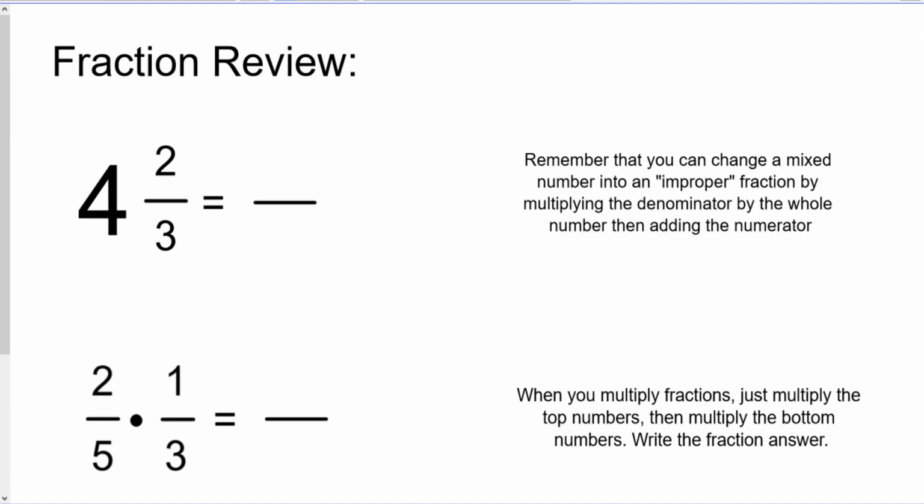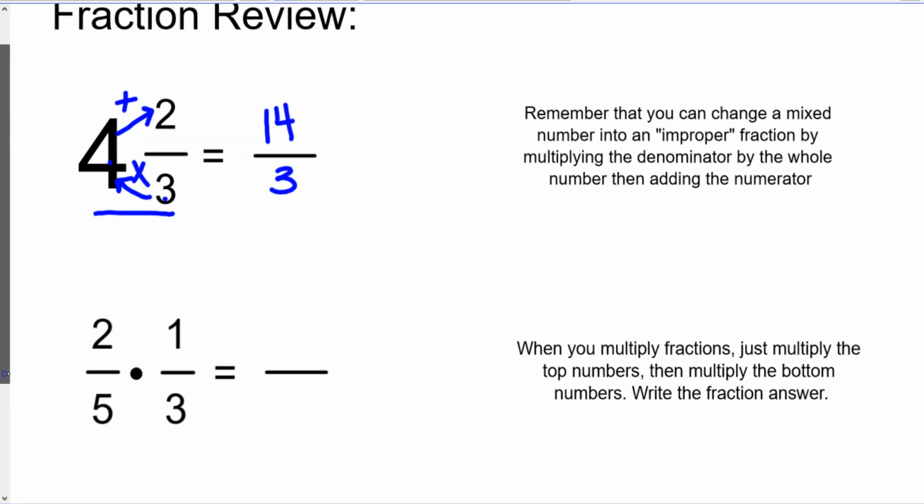First of all, when you have a mixed number like 4 2/3, you can write that as an improper fraction. Remember, you do that by multiplying the denominator times the whole number, and then adding the top or the numerator. So 4 times 3 is 12, plus 2 is 14. And then you just write that over the denominator.